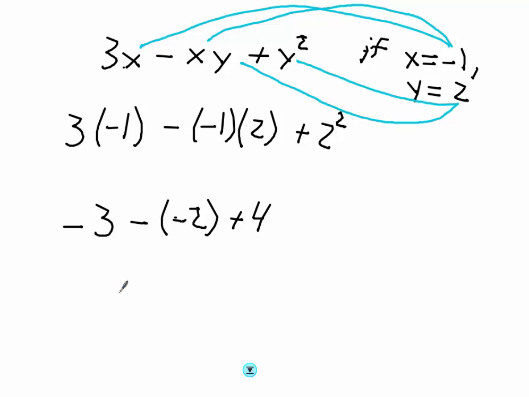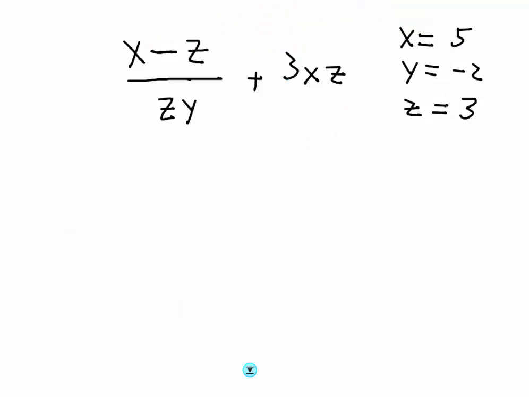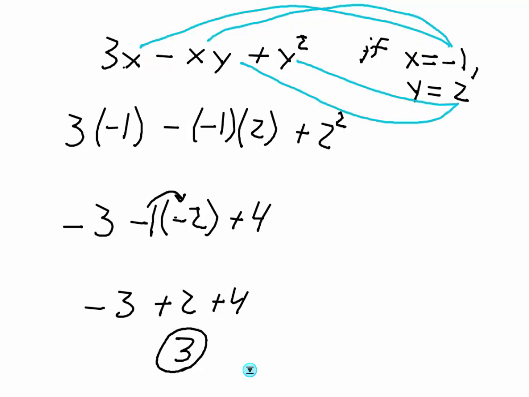Alright, now our last step is we're going to have to distribute this negative 1 right here to the negative 2, so you get negative 3 plus 2 plus 4. And that's negative 3 plus 2 is a negative 1, plus 4 is positive 3. Okay? So as you can see, we're just simplifying the expression, substituting in a number, and then evaluating it so we get our final answer to be a number.